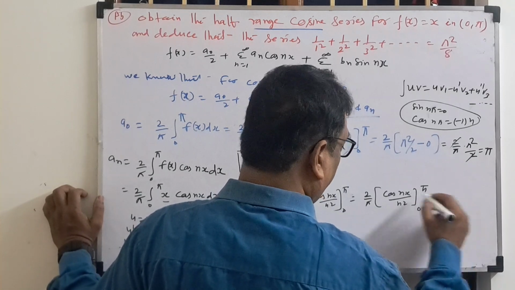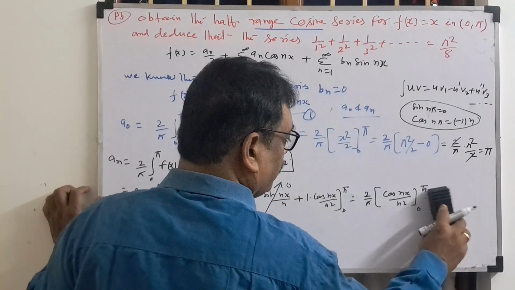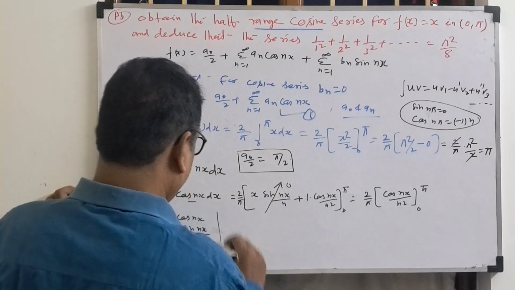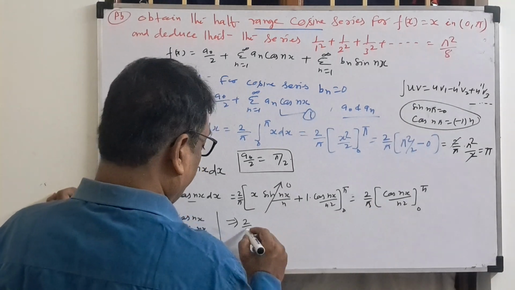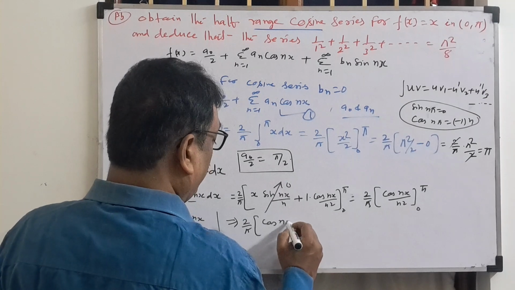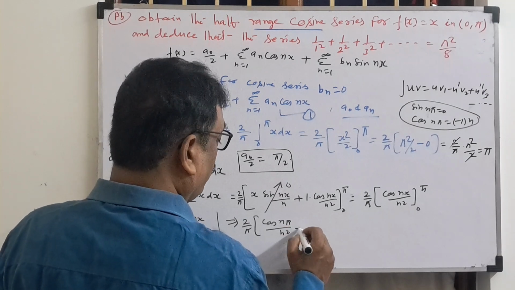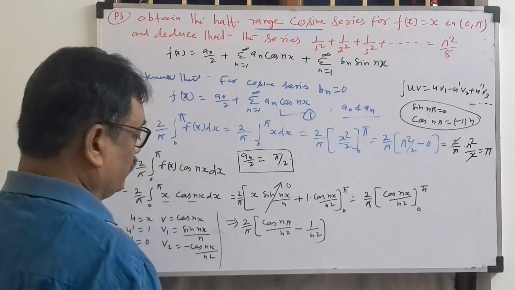2 by pi, upper limit cos n pi. How do you write from here? I am writing from here. That implies 2 by pi, upper limit. What will come? Cos n pi by n square minus cos 0, 1 by n square. So these are the expressions we got.